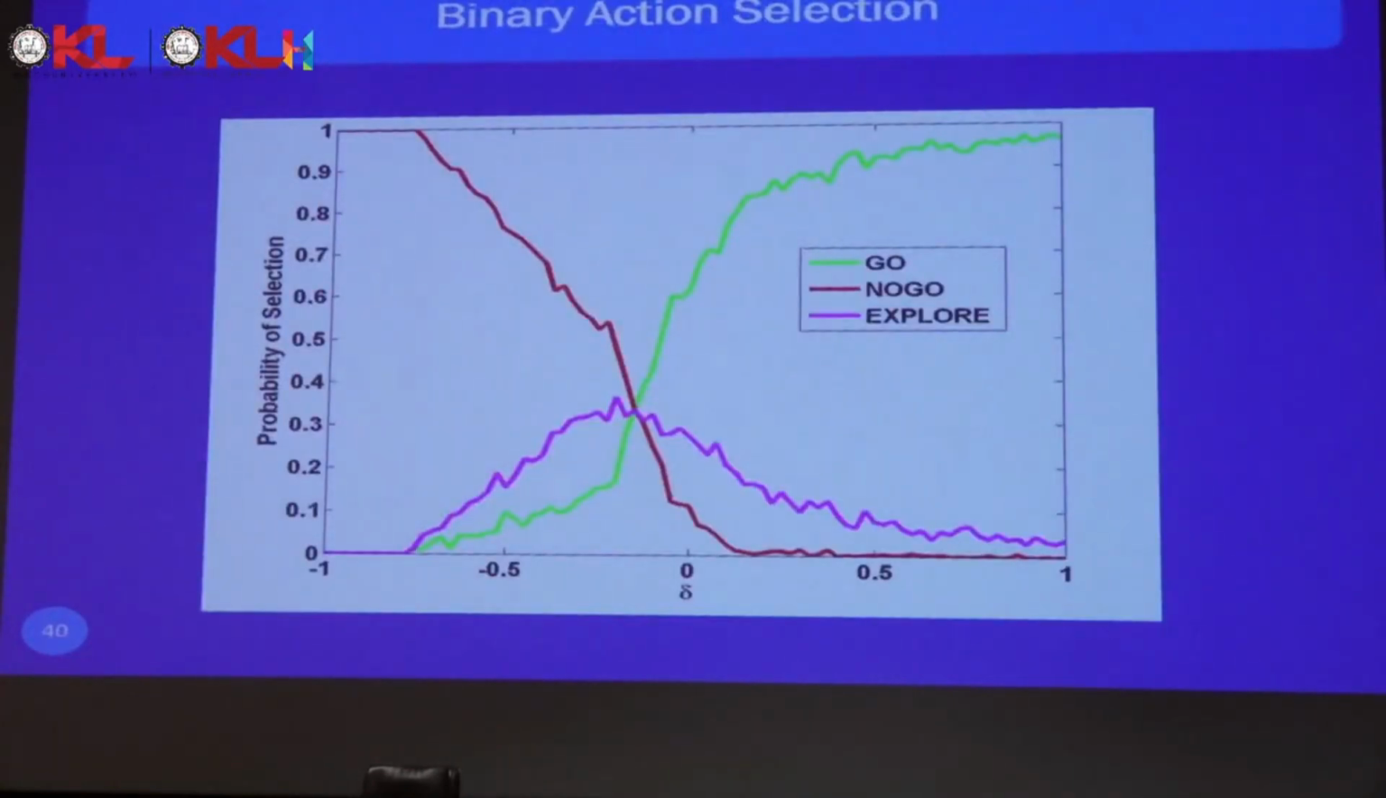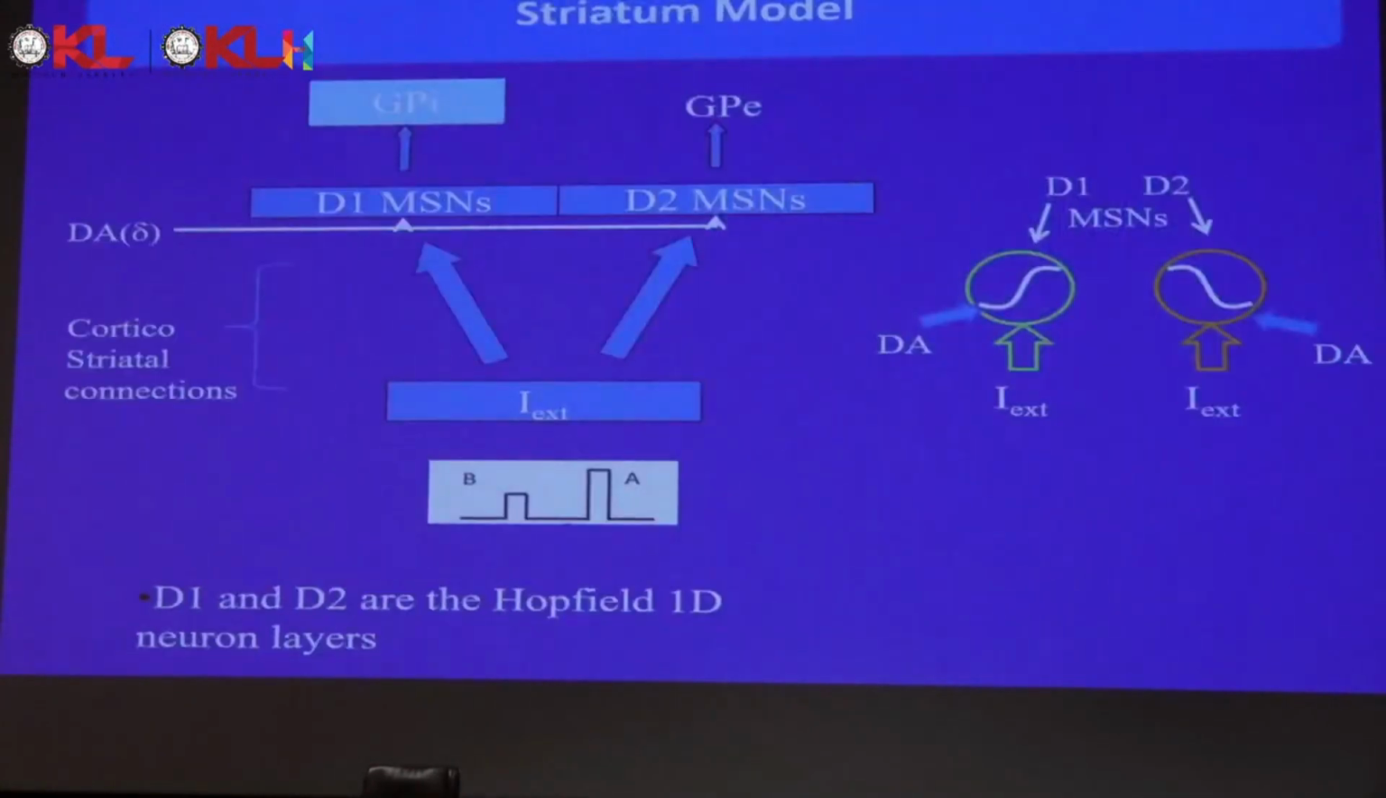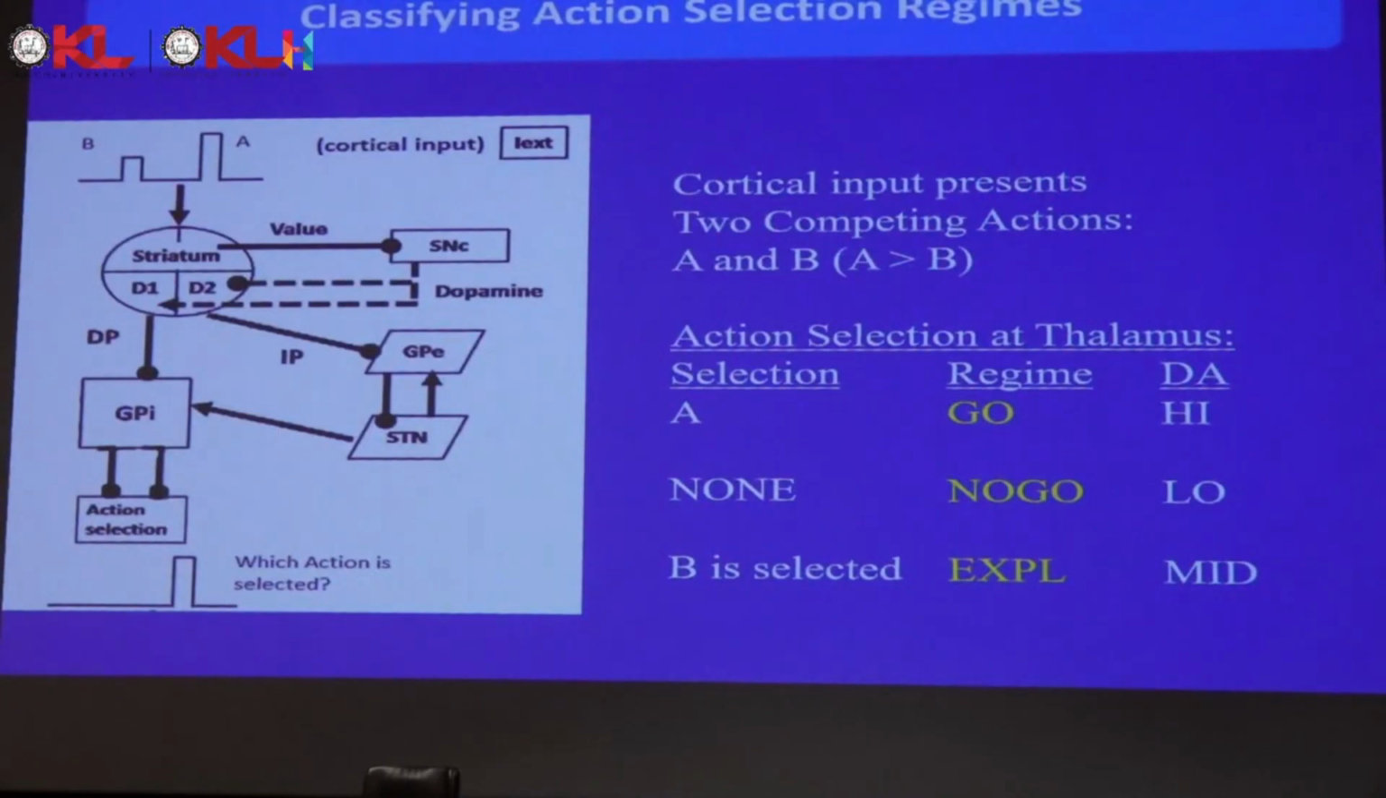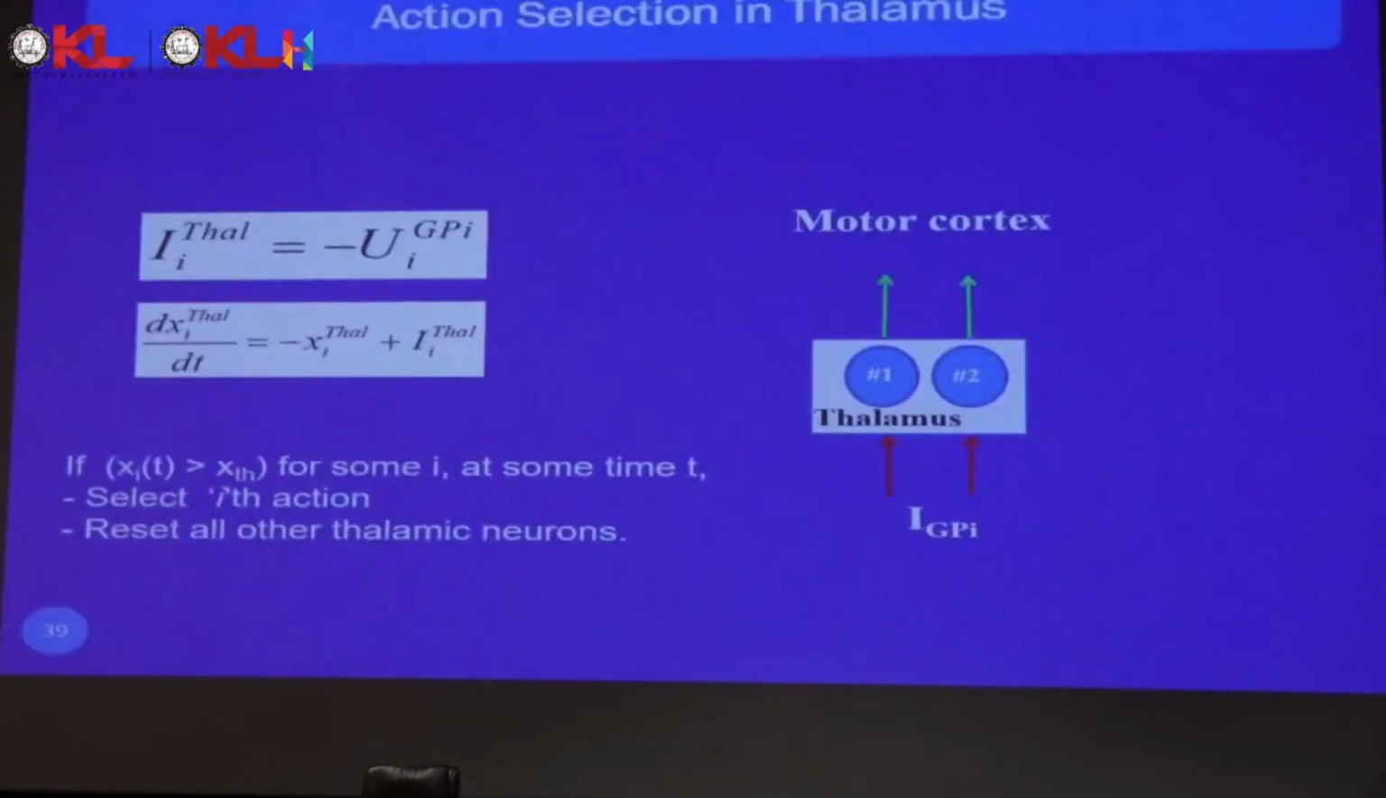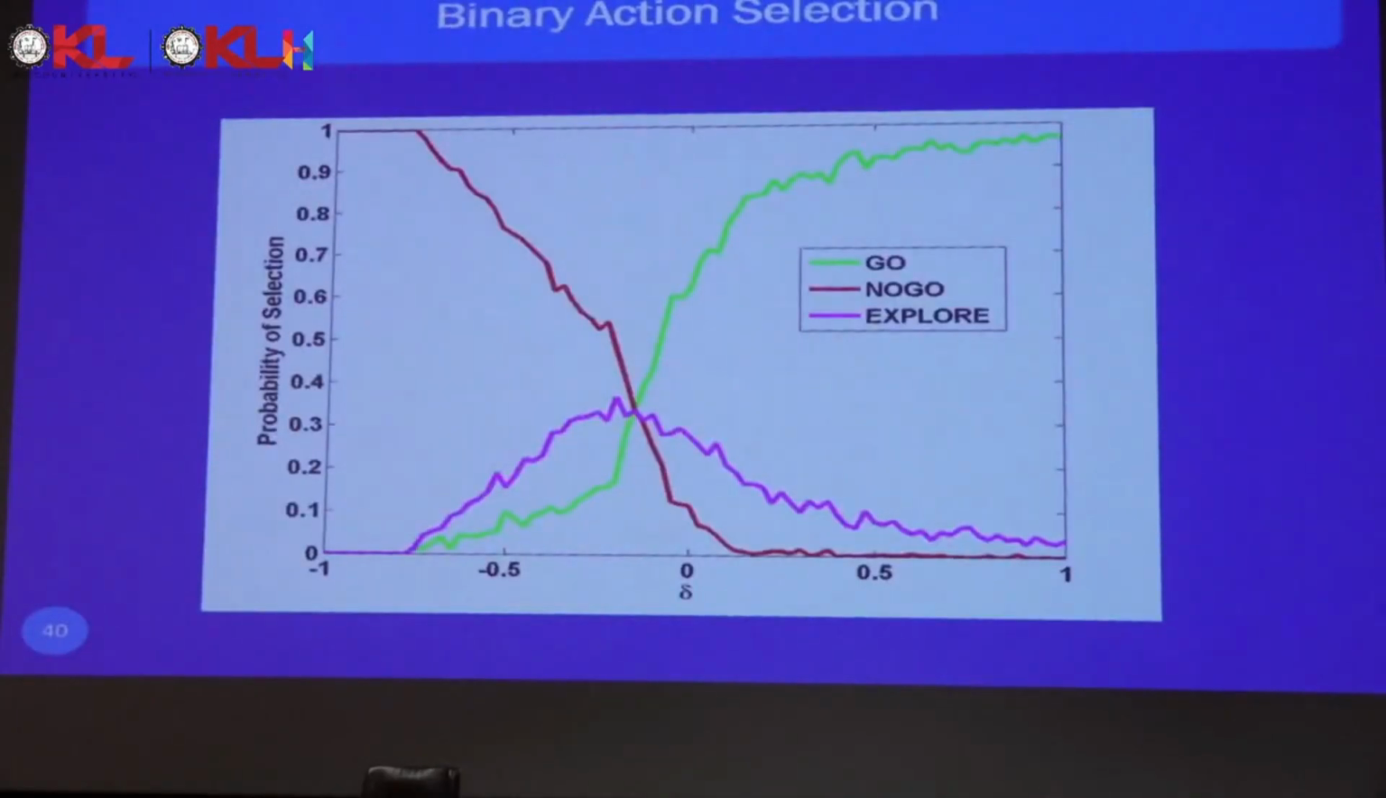Now when we give this network a very simple task, I have two choices, A and B. A is better than B. Which one will you choose? You should choose A. But what does the network do? Then we vary the dopamine level in the model. When dopamine is high, it chooses A most of the time. When dopamine is low, it doesn't choose anything. That's like no-go, which is consistent with what we already know. But when dopamine is intermediate, in the intermediate zone, it does something very strange.